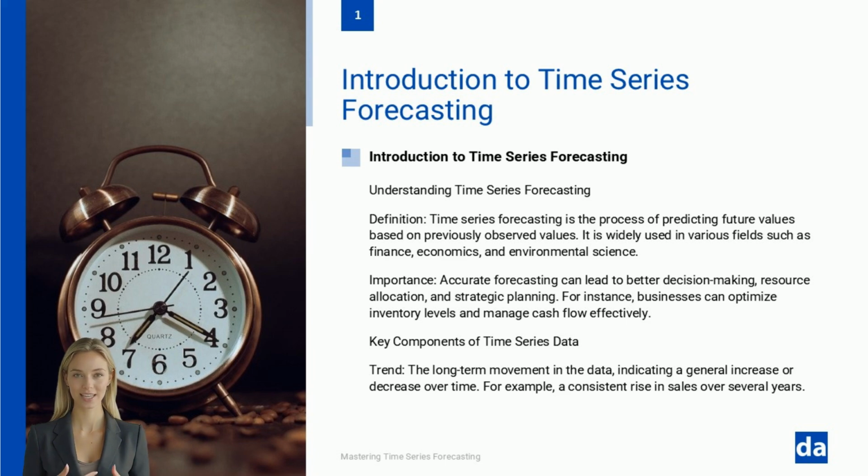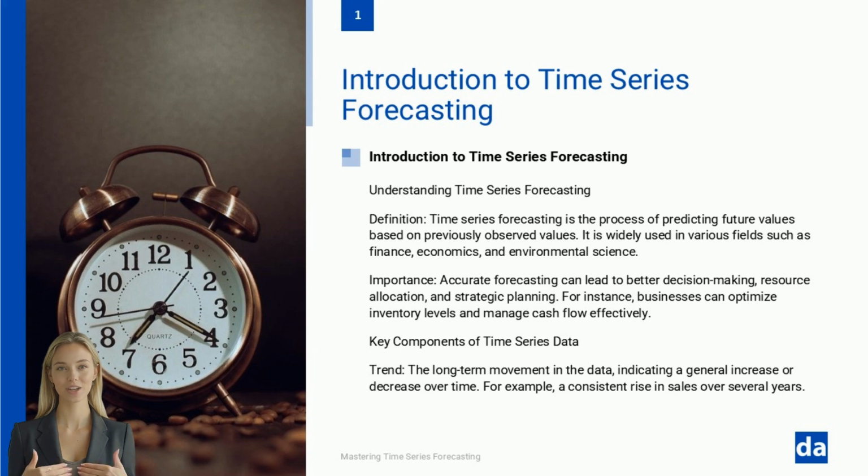Next, we will discuss the key components of time series data. The first component is the trend, which represents the long-term movement in the data, indicating whether there is a general increase or decrease over time. An example of this could be a consistent rise in sales over several years.